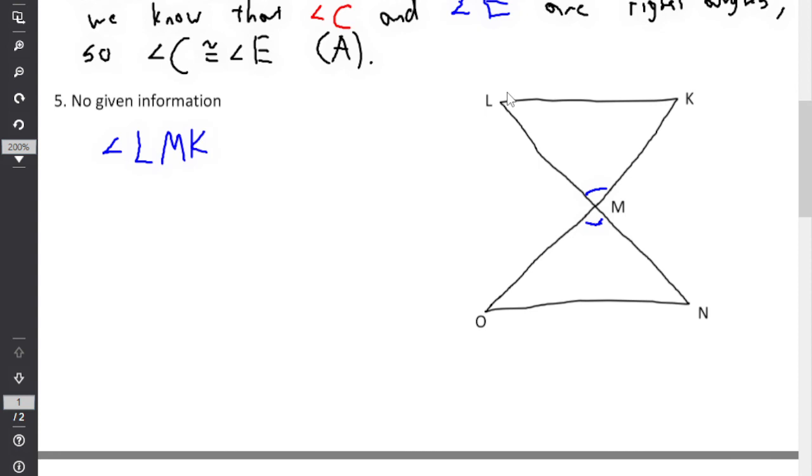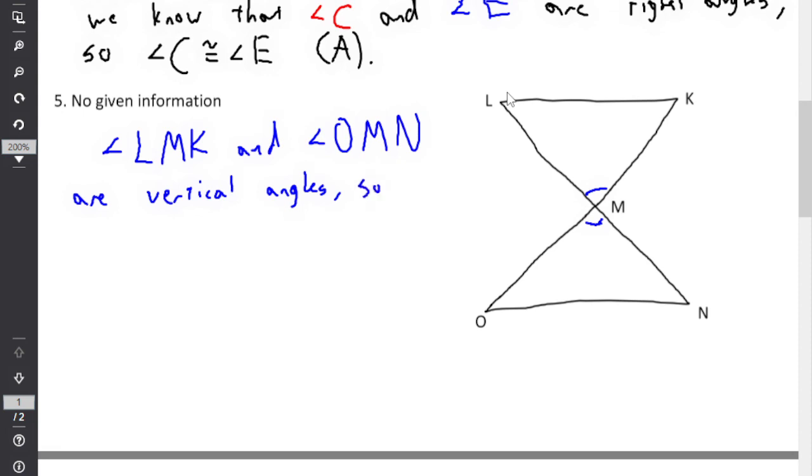So I'm going to be specific about which angle M I'm talking about. LMK. And the bottom one is angle OMN. Those two angles are vertical angles, so they must be congruent. And once again, in parentheses, I'm going to put A because I just got a pair of angles. Done.